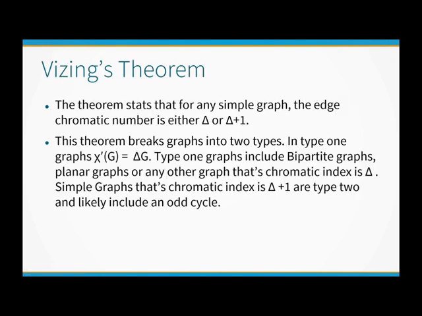So we're going to come back to Vizing later to discuss his impact in further detail, but for now I'm just going to talk about his theorem. Essentially his theorem says that any simple graph's chromatic index is either delta or delta plus 1. What this delta is representing here is the degree of the vertex with the highest degree. The way we decide on whether it's delta or delta plus 1 depends on whether it is a type 1 or a type 2 graph.